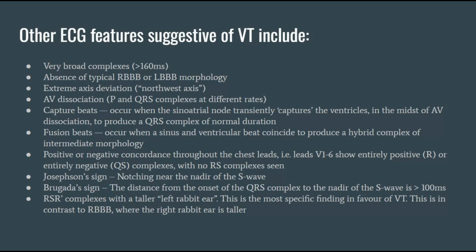Positive or negative concordance across precordial leads, where leads V1 to V6 show entirely positive or entirely negative complexes. Josephson's sign, a notching near the nadir of the S wave. Brugada's sign, an RS interval greater than 100 milliseconds. The RSR pattern with a taller left rabbit ear is highly specific for VT, distinguishing it from RBBB, where the right rabbit ear is taller.